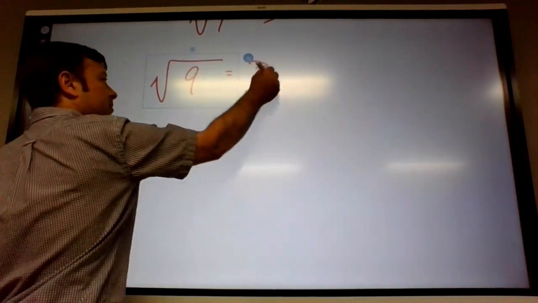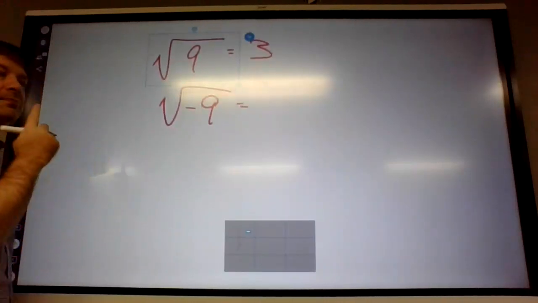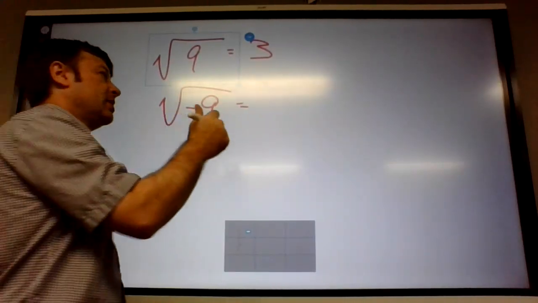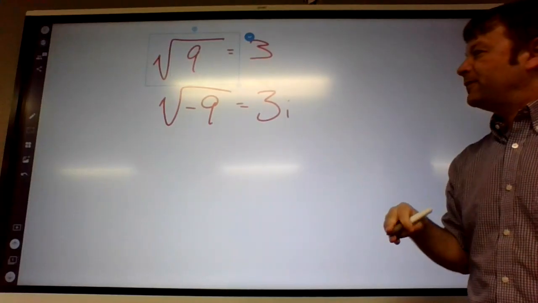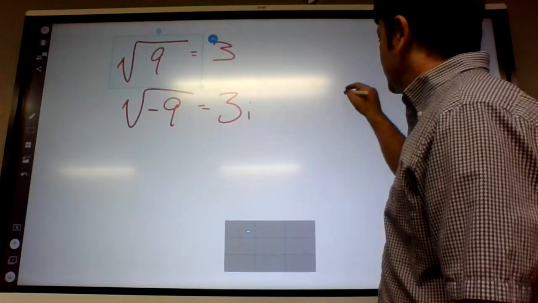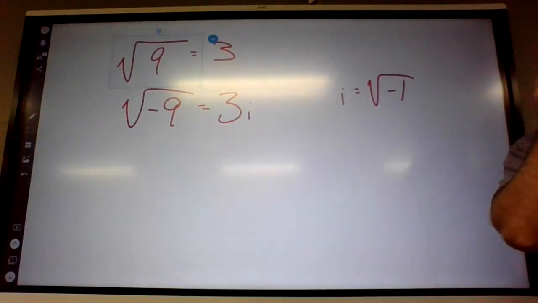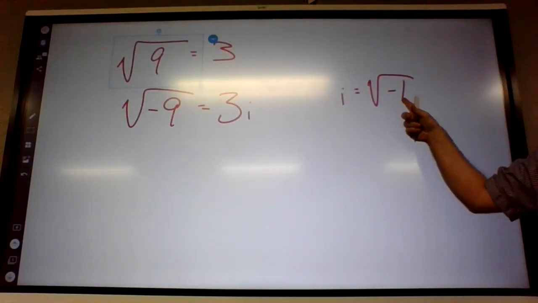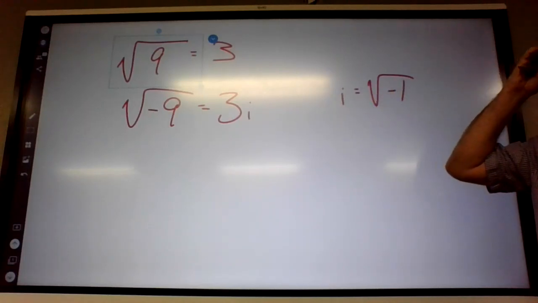For Friday. What's the square root of 9? 3. What's the square root of negative 9? 3i. Yeah. The negative inside the square root becomes an i. So the definition of i is it equals the square root of negative 1. There is no number times itself that equals negative 1, so they call this imaginary.